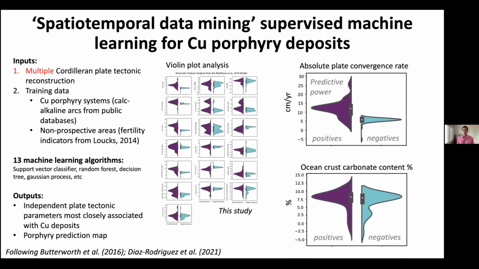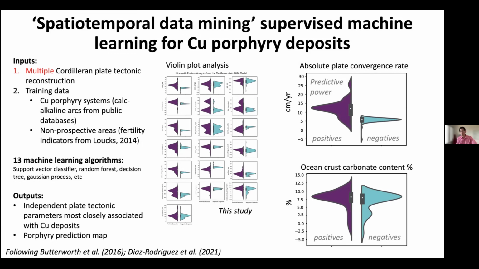Now, this is a method slide, a lot of words, but all I want to focus on here is that we are using a supervised machine learning method. And what we put into this supervised machine learning method are two things. First is plate reconstruction, and I put in here red and multiple because we don't have an agreed plate tectonic reconstruction. And then training data. Where are the copper porphyry systems and where are some non-prospective areas? We can use a number of different machine learning algorithms, and then the outputs are a prediction map of where copper porphyries could be.